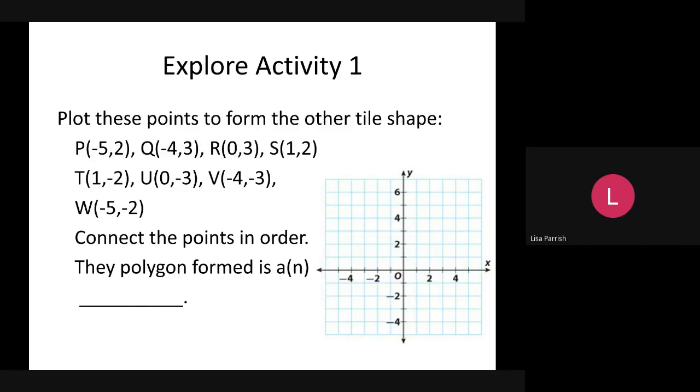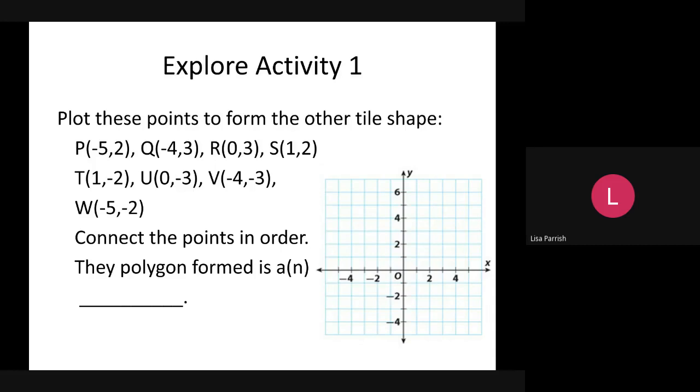The next part of this problem, we've got some more points to plot to form the other tile shape. So just like the previous slide, we're going to plot these points and then connect them and identify the polygon. Okay, so if you want to pause this and try that on your own for a second, and then you can come back and do it or check it with me.